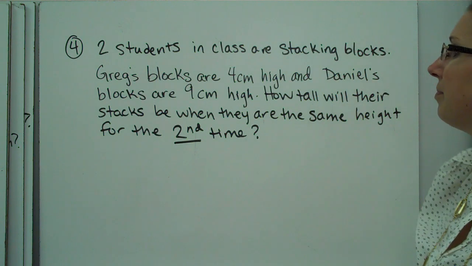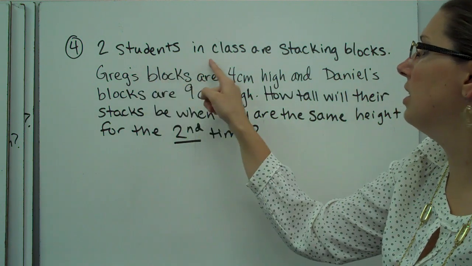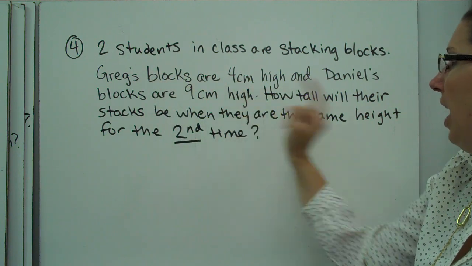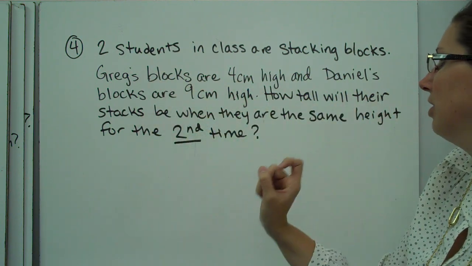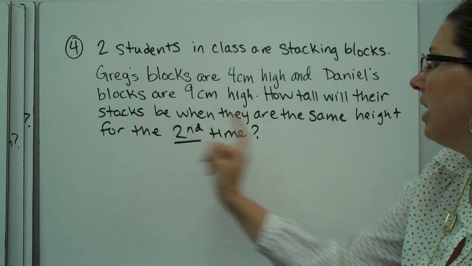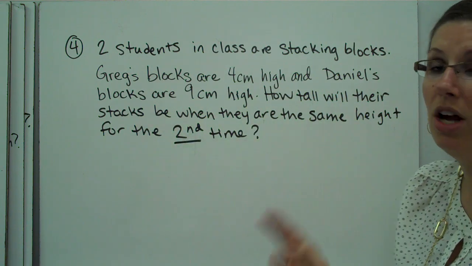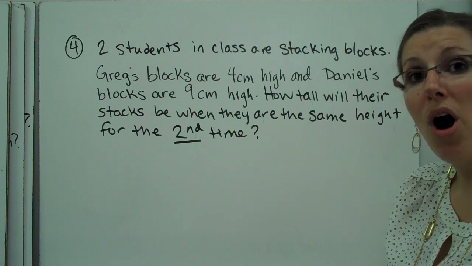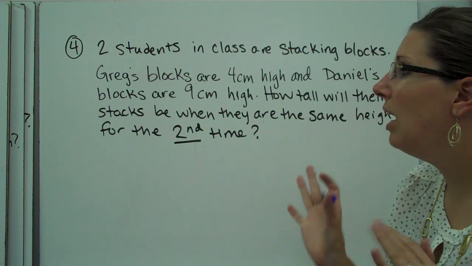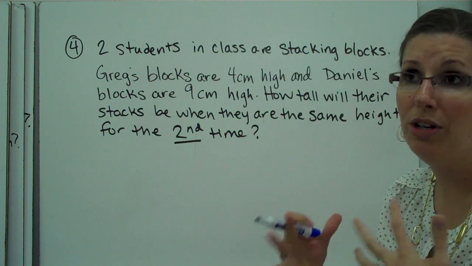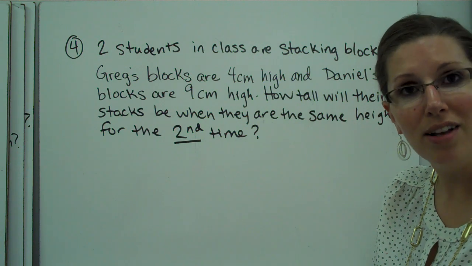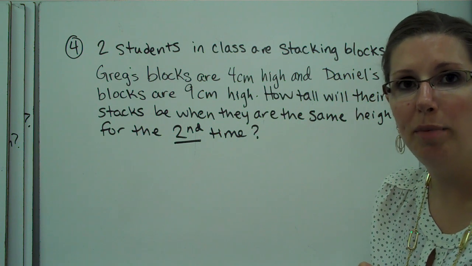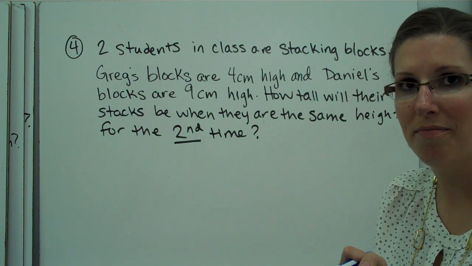Number 4. 2 students in class are stacking blocks. Greg's blocks are 4 centimeters high and Daniel's blocks are 9 centimeters high. How tall would their stacks be when they are the same height for the second time? Why don't you again pause the video, decide what you're going to use, what you're going to find. Are you going to find the GCF or the LCM? And then plan out your strategy and solve. When you're done, push play and I'll have the answers on the screen.